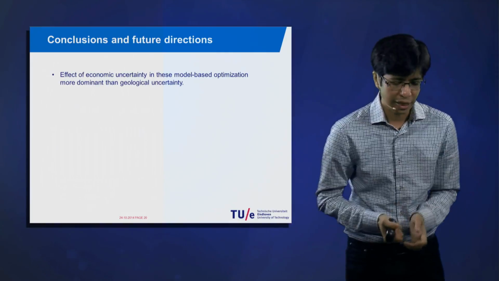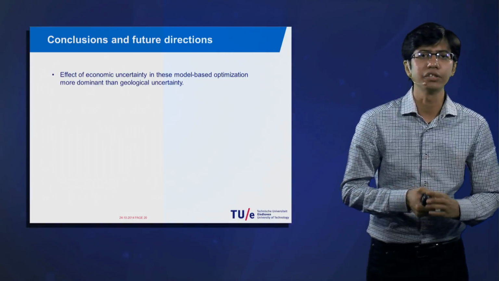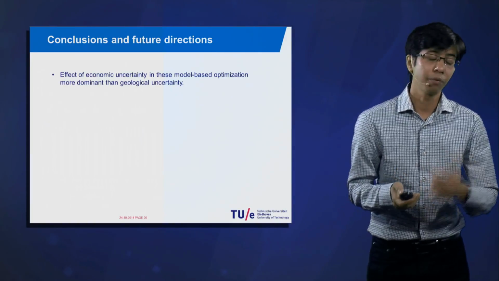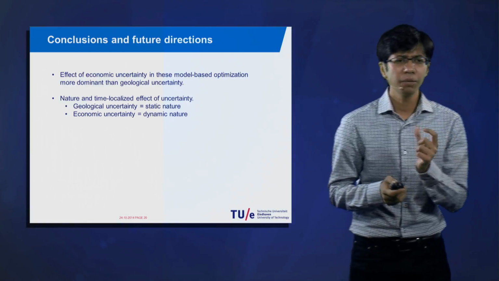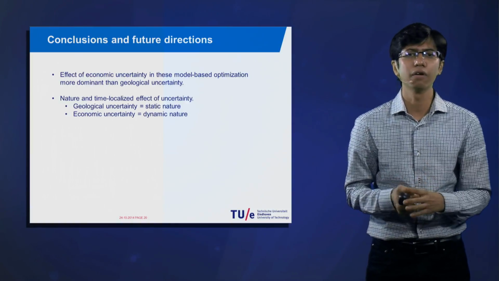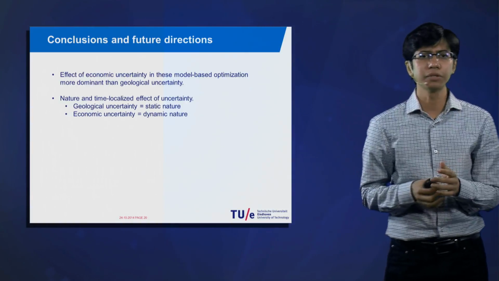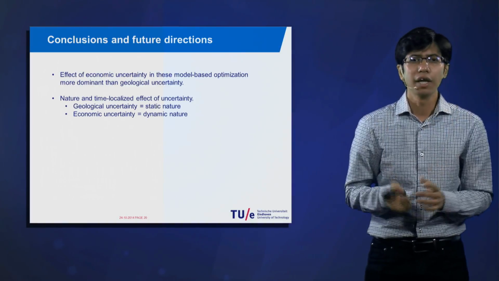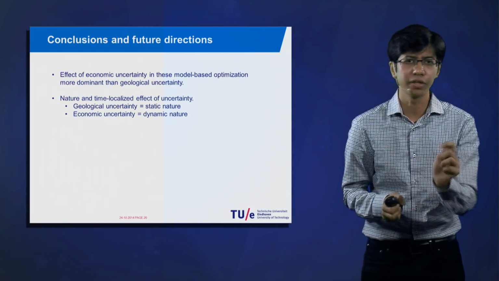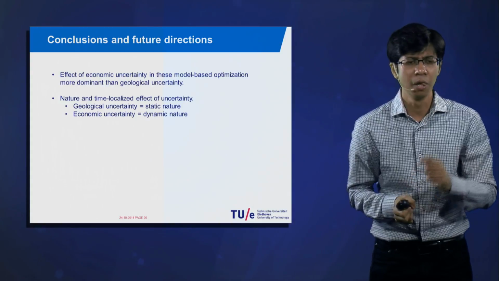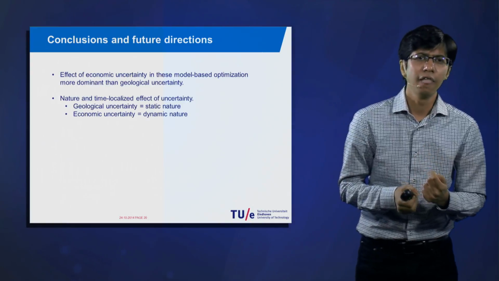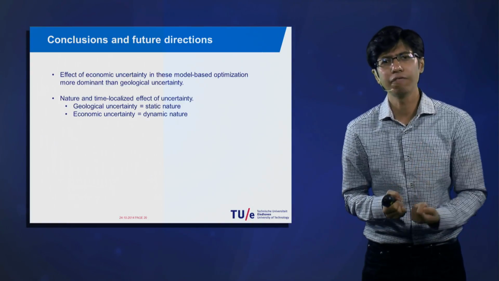So we have seen that the effect of economic uncertainty is more dominant in these model-based optimizations that I've shown, compared to the reactive one, or compared to the geological uncertainty one. One possible reason is the nature of these uncertainties and their time-localized effect. You might be thinking throughout this presentation that NPV is a long-term objective, so how come you include the short-term objectives without explicitly considering it, without changing the discount factor or doing something like that? One possible reason for the good results that we obtained with the mean variance by reducing the uncertainty is maybe the time-localized effect of these uncertainties.